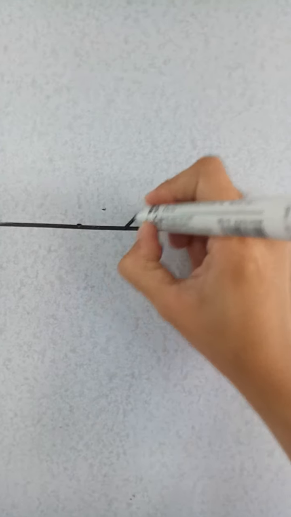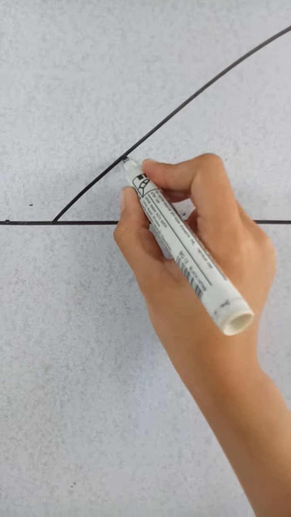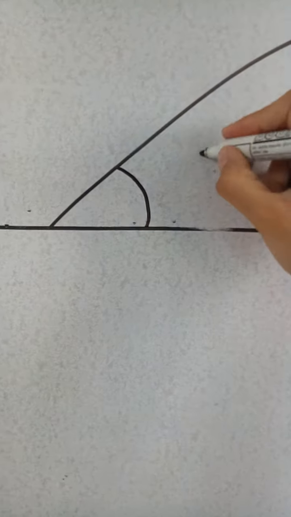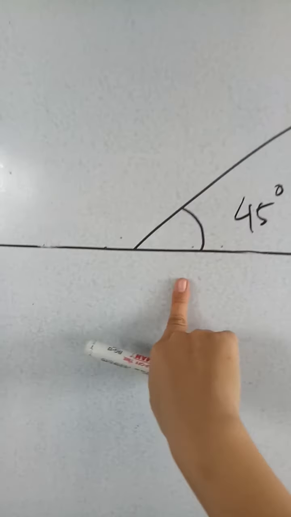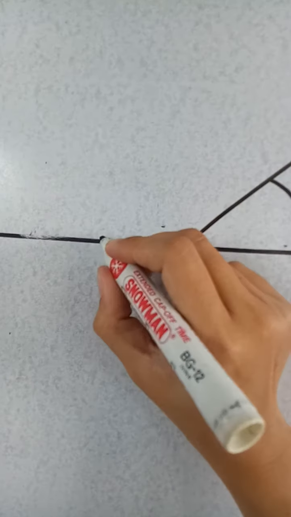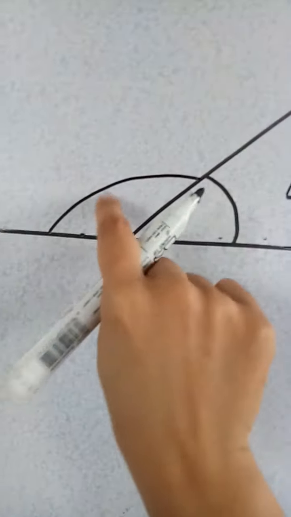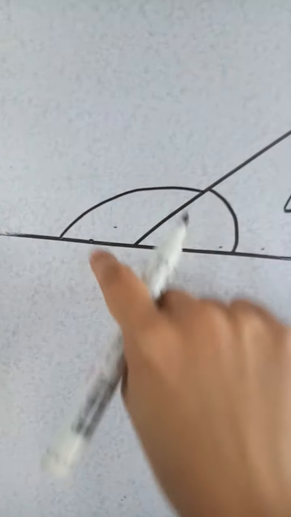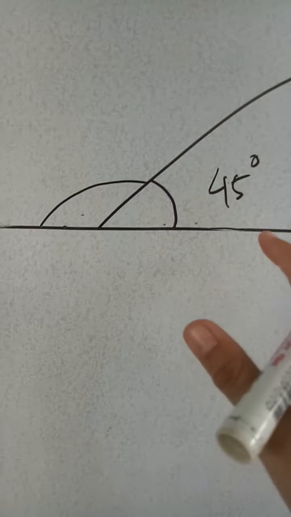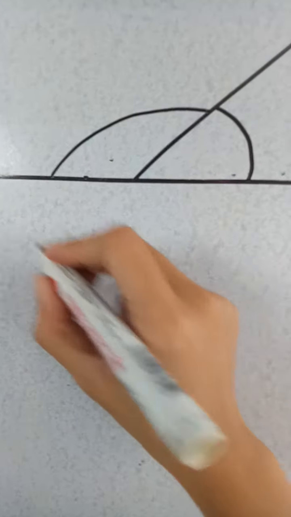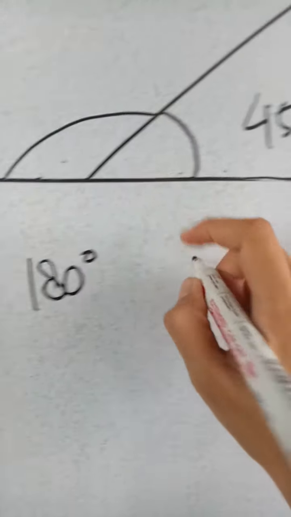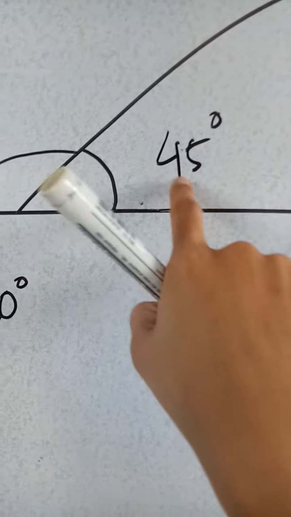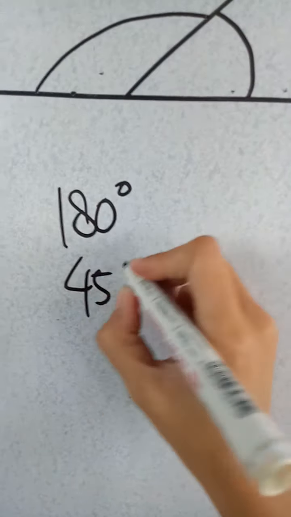What if I separate it like this and the given angle is 45 degrees? Do you know what angle this is? Okay, if you want to find out the answer, it's easy. We have the total of the straight line, 180 degrees, and we subtract 45 degrees.